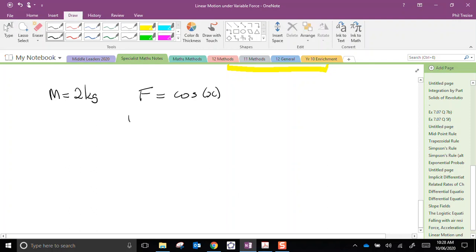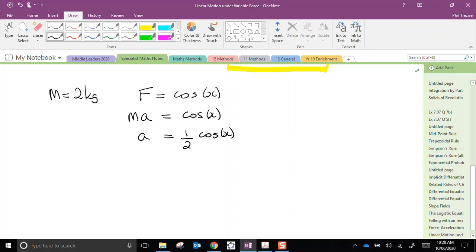Alright, well, Newton's second law then. M times A equals cosine of x. M is 2, so if I divide by 2, that's the same as 1/2 multiplied by the cosine of x. Acceleration equals 1/2 cosine x. I have found an equation for acceleration.